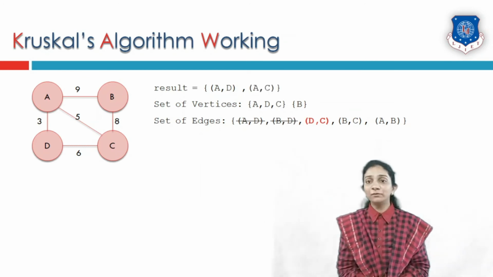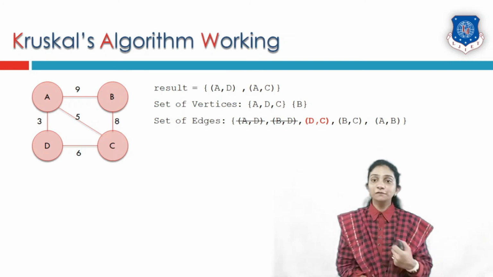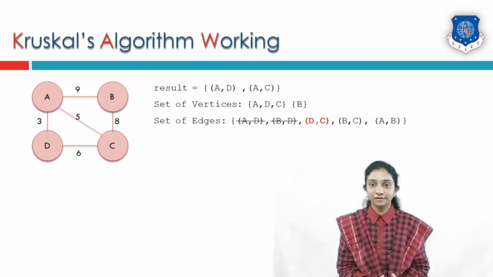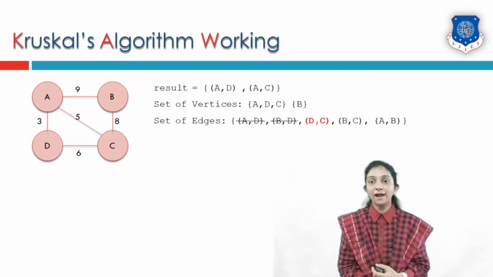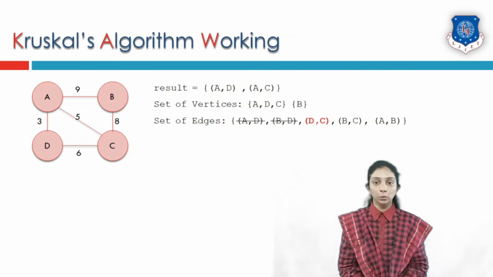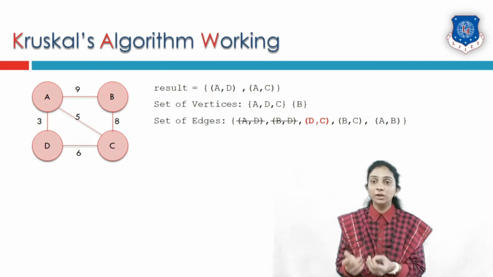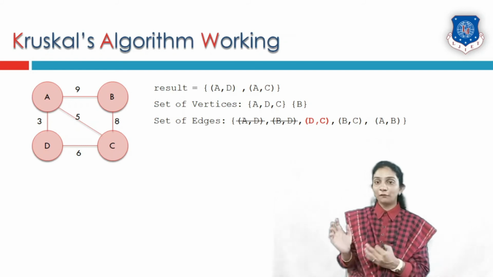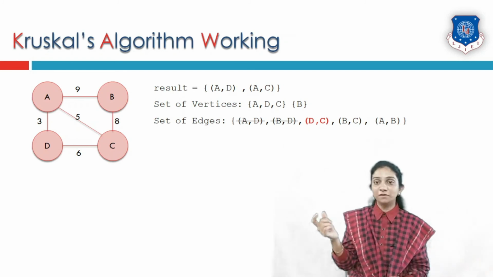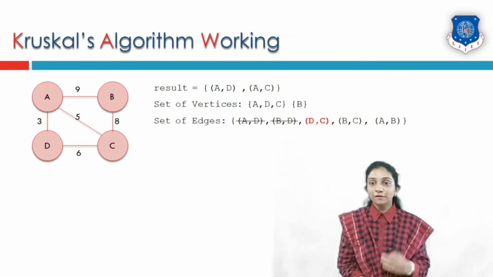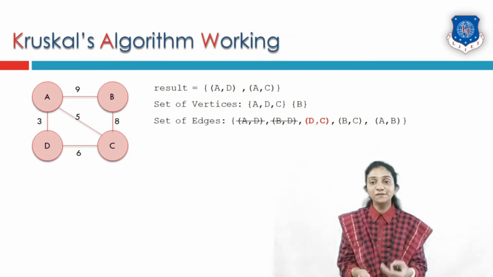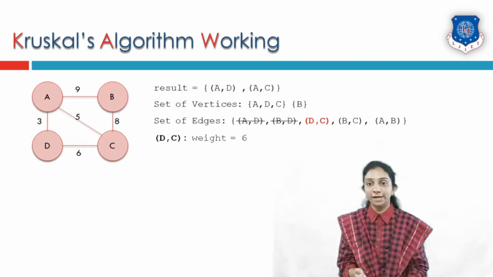Now you can see the result set is updated, which contains two edges, namely A comma D and A comma C. And the sets of vertices are now only two. My first set contains vertices A, D and C, and another set contains only a single vertex, B. Now from the set of edges we have already worked on A comma D and B comma D. So we will now take the third edge, that is B comma C. This edge B comma C has weight 6.